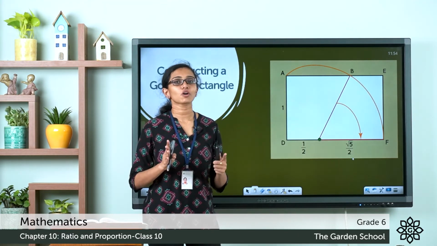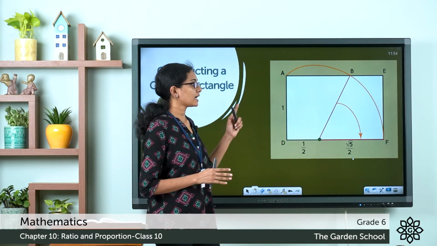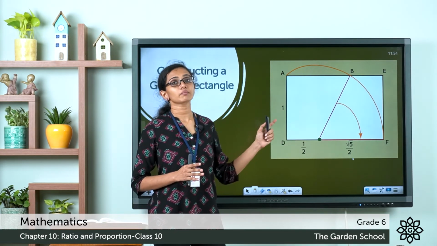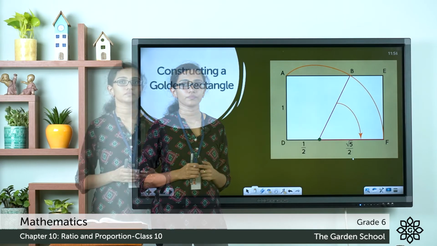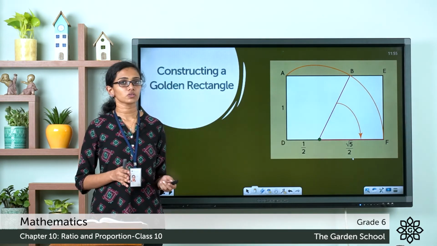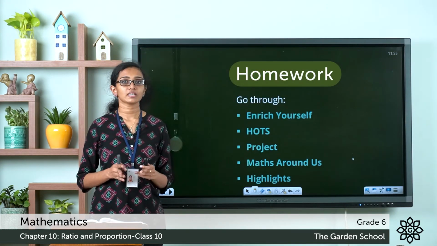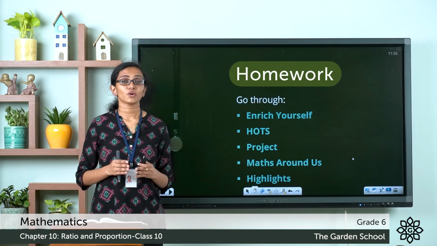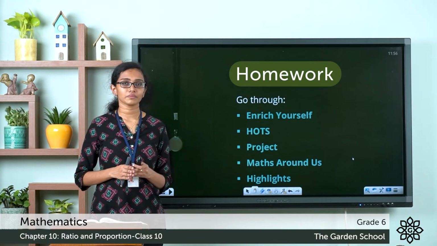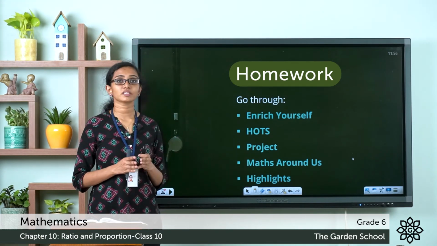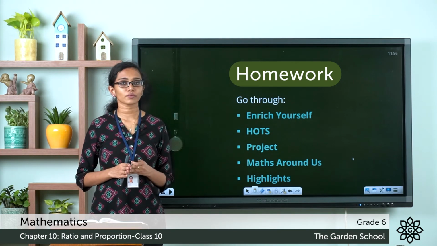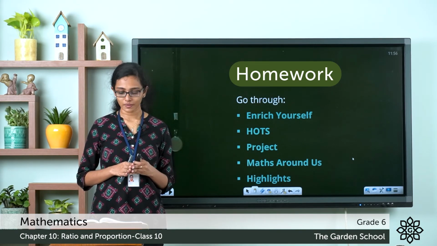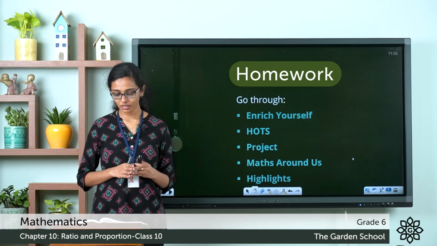So you can try drawing a golden rectangle yourself and see if the dimensions are in the golden ratio. Children, you can go through this topic, which is given under the heading Enrich Yourself. Following this topic, a few activities are given in the textbook. The first one is the HOTS exercise. Please go through the questions and try to work them out yourself. And there is a project mentioned there. Go through the question and do accordingly.